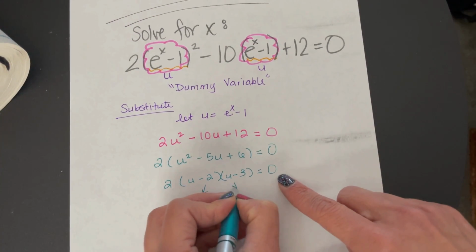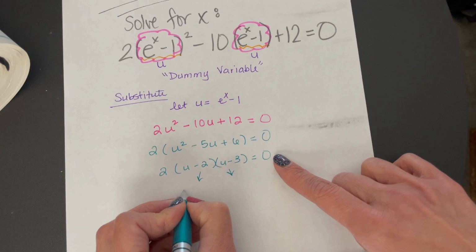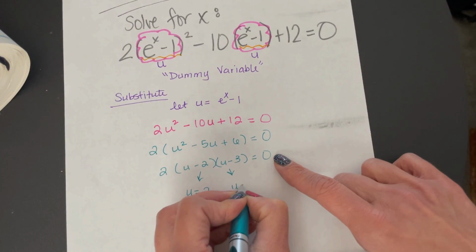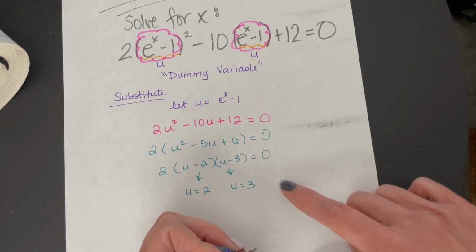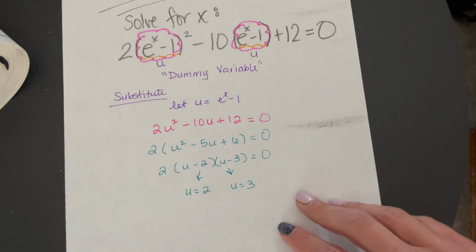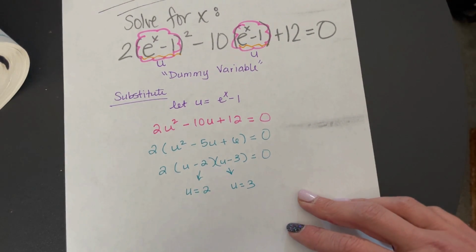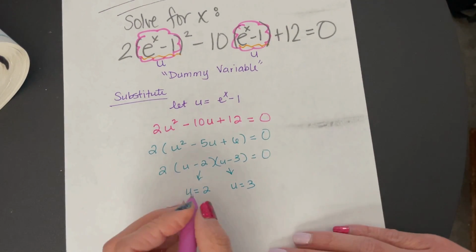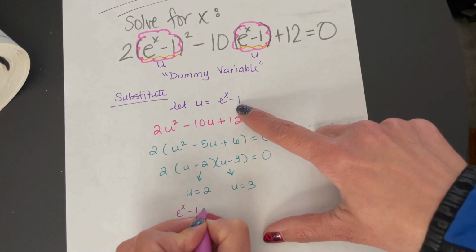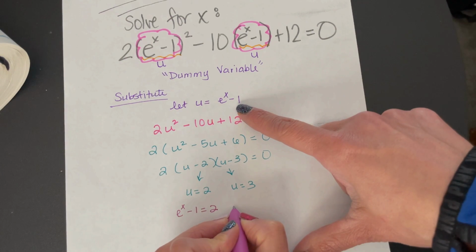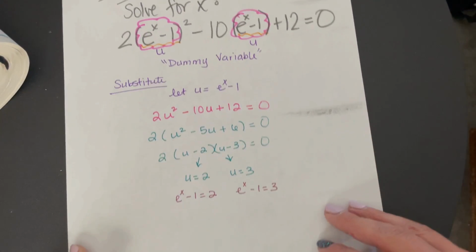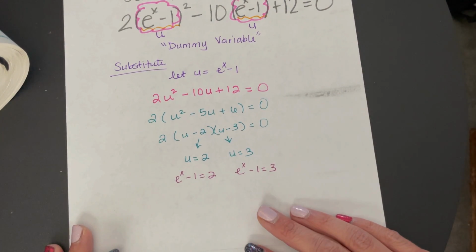And then when we solve for u, we break them apart and set each one equal to 0. So I'm going to get u equals 2 and u equals 3. But remember, we weren't solving for u. We're supposed to solve for x. So now we need to put the e to the x minus 1 back in for the u. So e to the x minus 1 equals 2, and e to the x minus 1 equals 3, putting it back in for u. And now we need to solve for x.